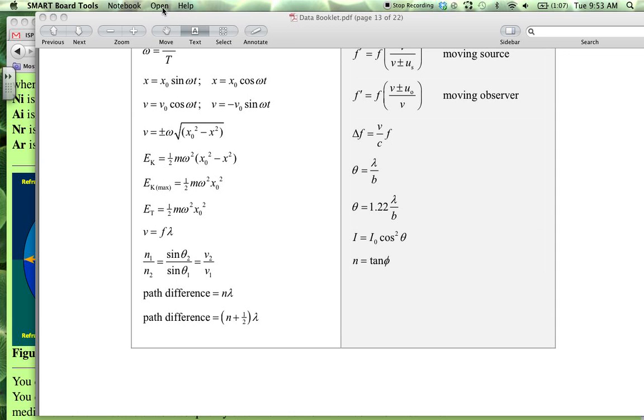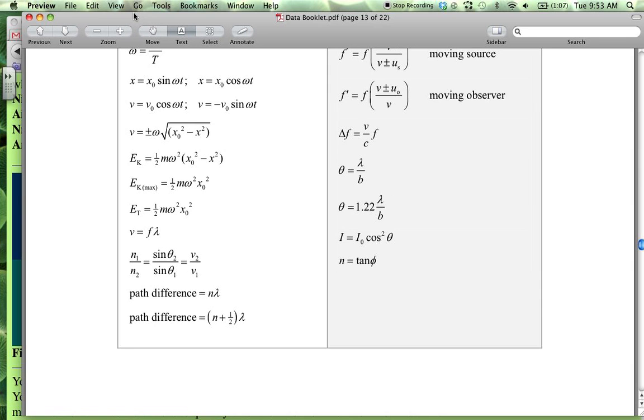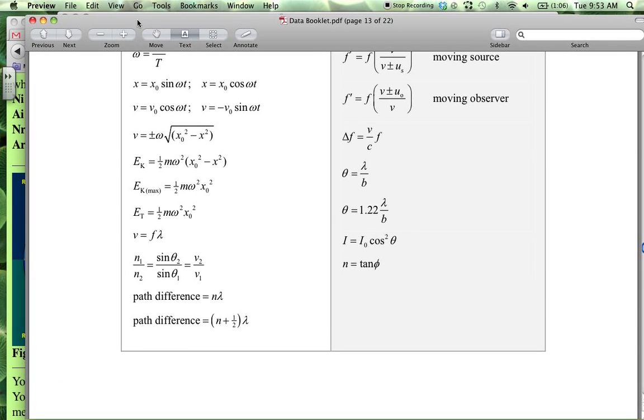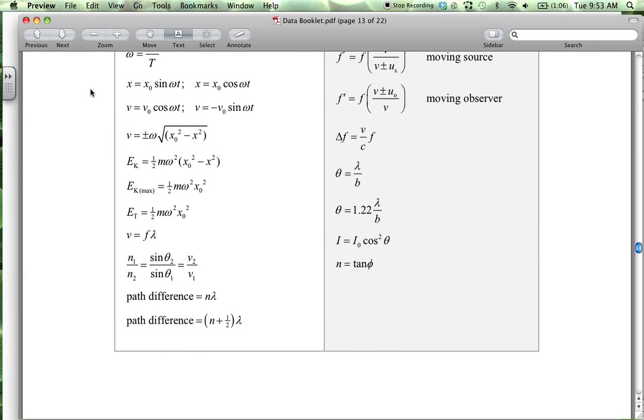So I just want to bring up a common page so I can work on. Here we are.